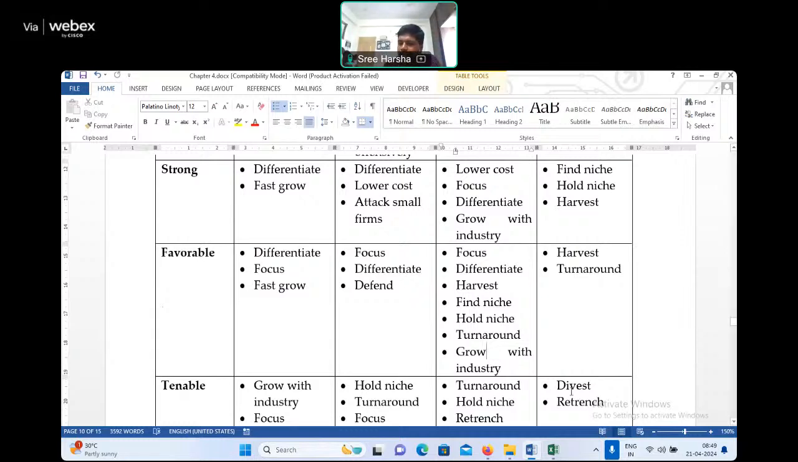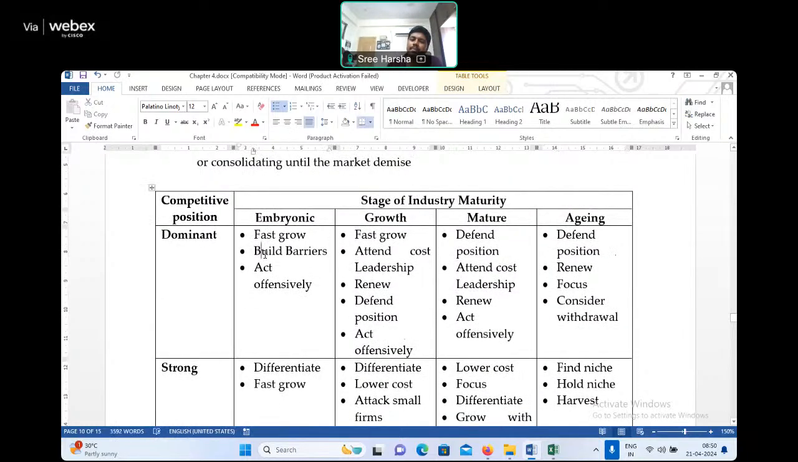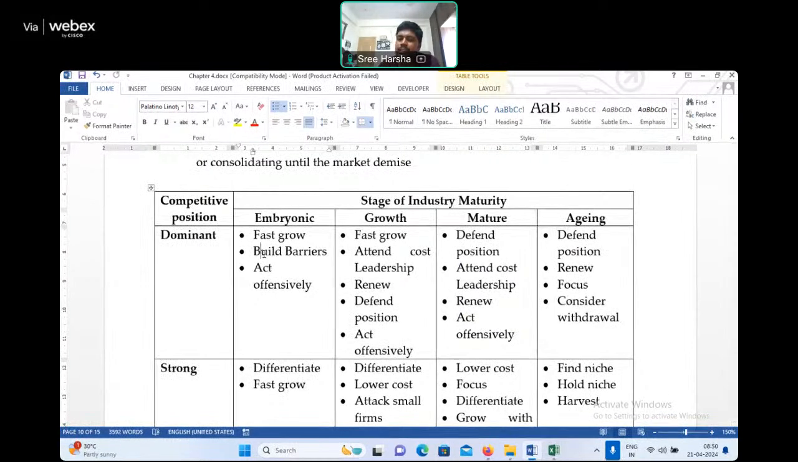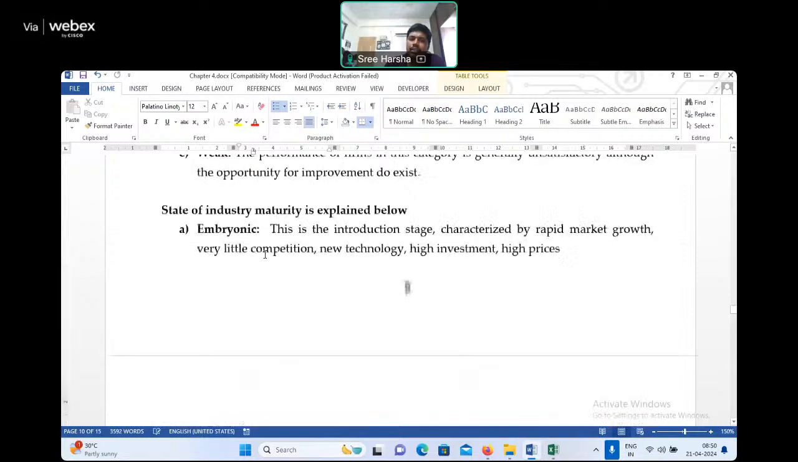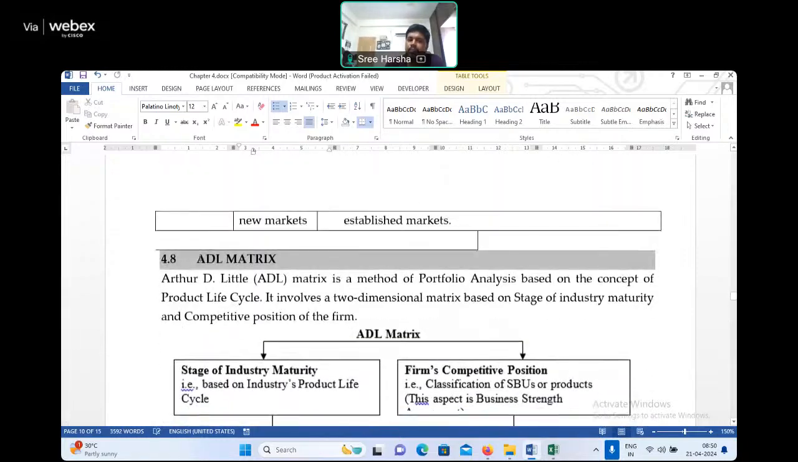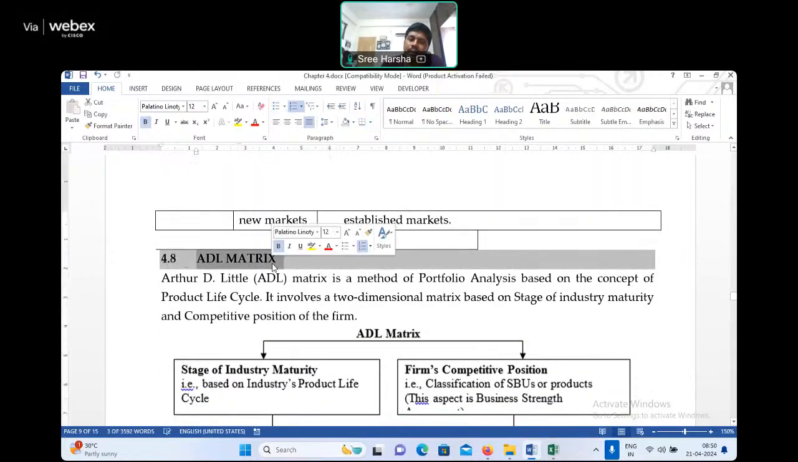Decline, divest, retrench is nothing but reduce the size. Don't put divest at the top. What I'm trying to say is, don't learn by heart. Just remember some of these strategies. Remember 8 to 10 strategies from there and mix and match them with a little bit of common sense. That is what is referred to as the ADL matrix, Arthur D. Little matrix. It is given by a famous management guru called Arthur D. Little.